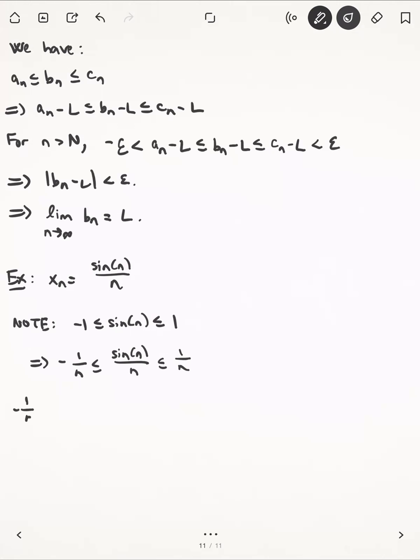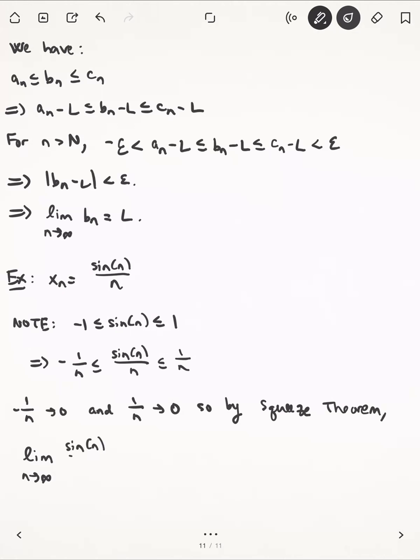Now, -1 over n tends to 0. This is a rational function, and notice that the order of the denominator is bigger than the order of the numerator. And the same can be said for 1 over n. So, by squeeze theorem, the limit as n goes to infinity of sine of n over n equals 0.